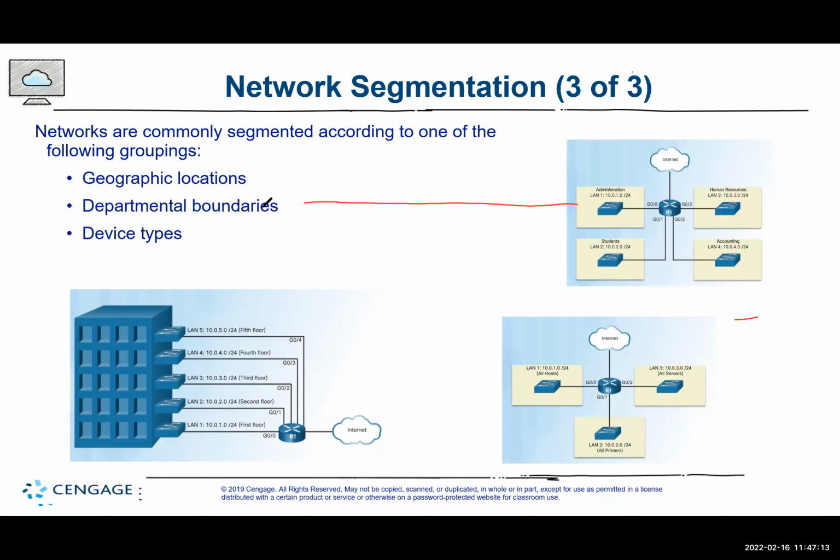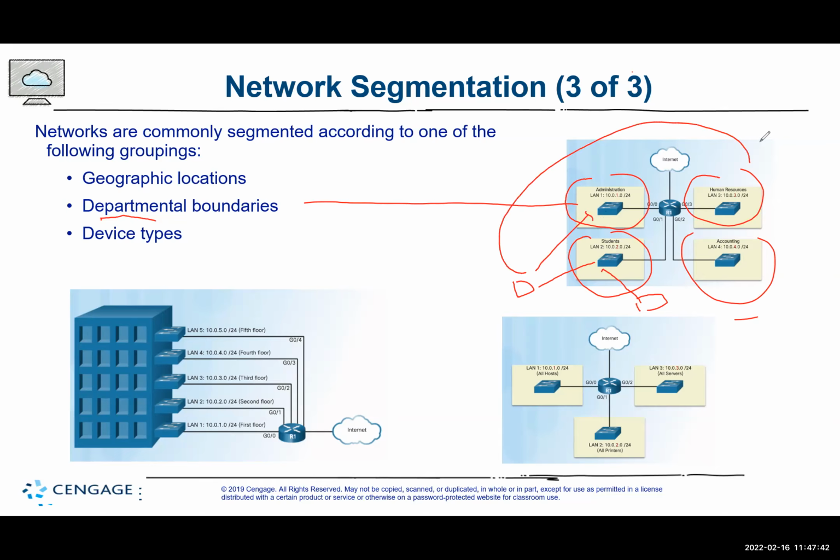Think about this one. You can break that network down into multiple subnetworks based on the department. So you can break it down into the administration network, the human resources network, the student network, and the accounting network. So what happens here? If you have a student connected to the network, he is only able to connect to other students in the same network. He is not able to go to the administration network or the human resources network. So that helps you to enhance the security.